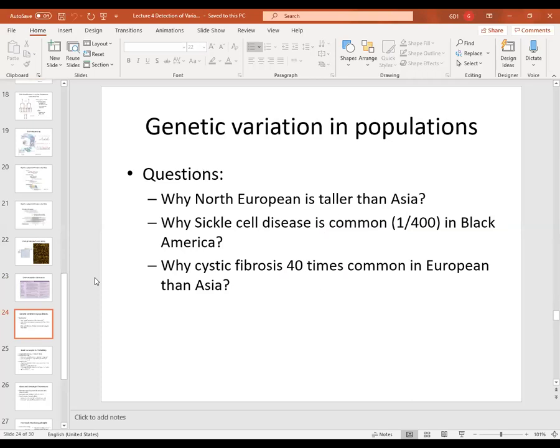Okay, now we move to quite an important part. We have enough time for that. This we can call population genetics. Very important.